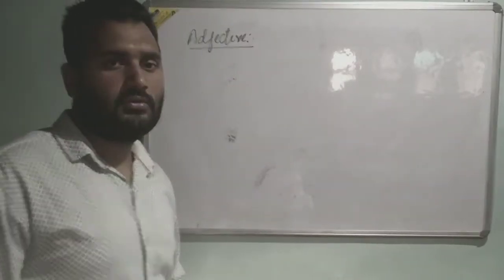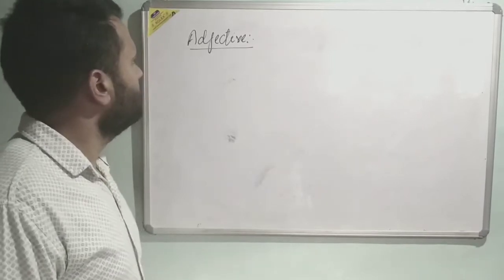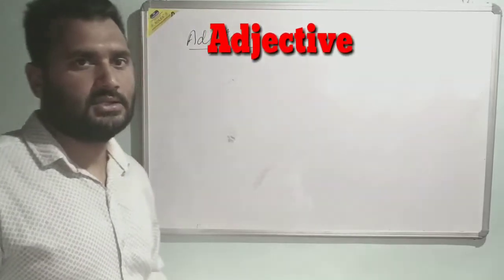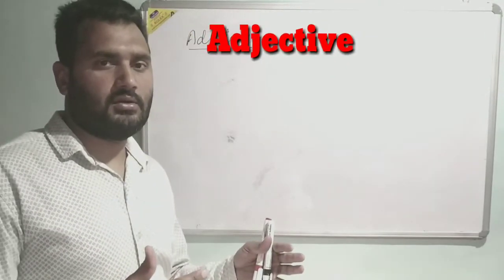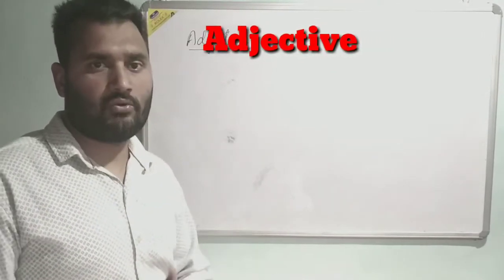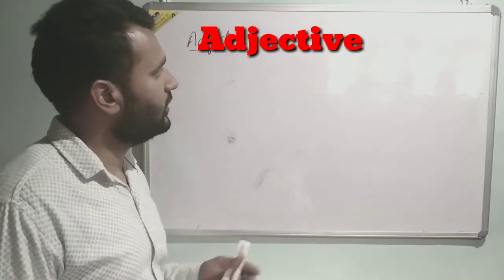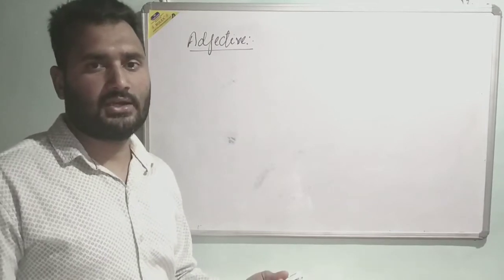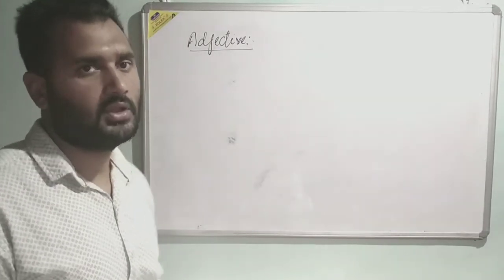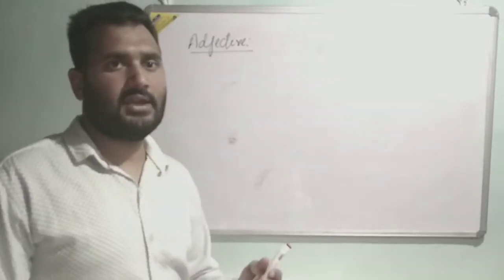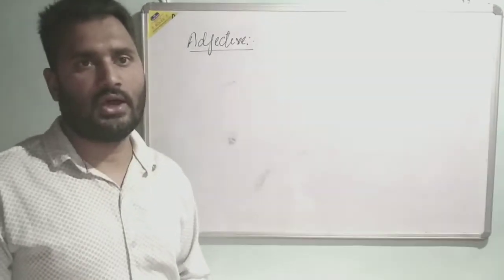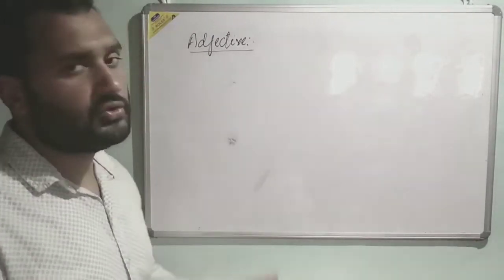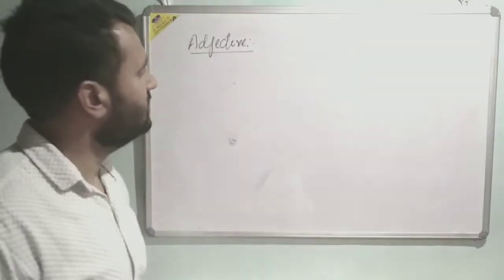This word is also self-explanatory. Now see, adjective means that it's telling something more about a noun or pronoun. Or we can say it's a word which is qualifying or modifying a noun or a pronoun. Also we can say that it's adding something to the meaning of a noun or pronoun. In Urdu, this can be translated as sifat.